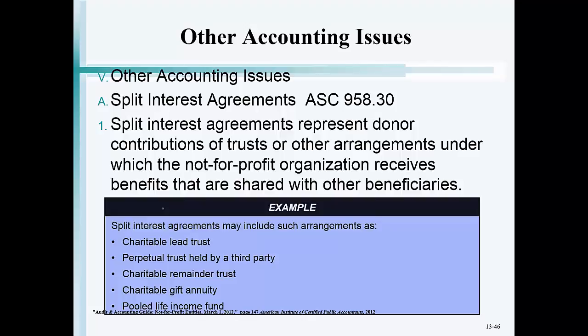The remainder is going to be considered a contribution, and it's going to be a temporarily restricted contribution, because for them to have free access to that money, what has to happen? I have to die in that situation, right? So it is temporarily restricted. Okay, so we call that a charitable remainder trust, which is an example of what we're getting into, and many of these split interest agreements work in a similar manner.